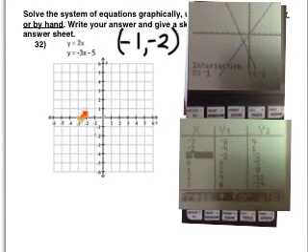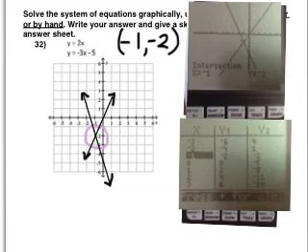-2, 1, right there. Okay, so now we know where to draw our lines. This is our intersection, and one line is going to go through that point, and the other line is going to go through that point. Very easy. We just have to draw the lines now. Okay, there we have it.